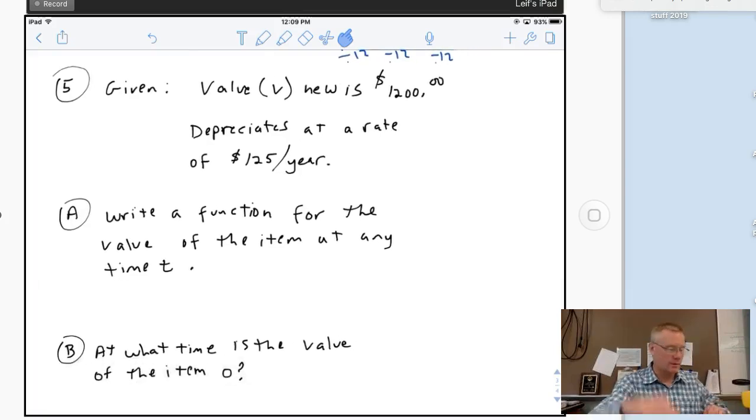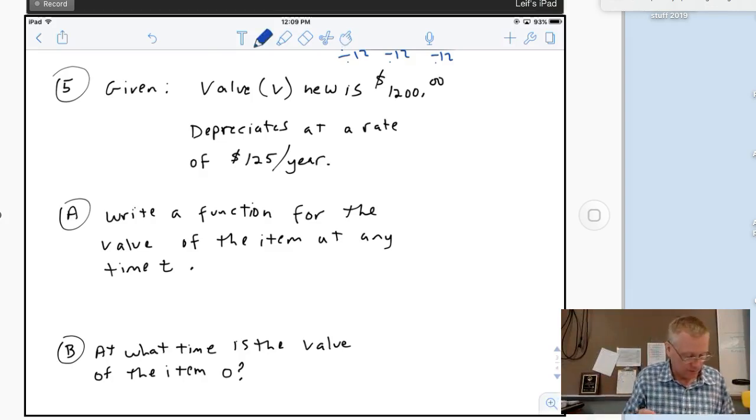I got 2 of these. These are my last 2 problems. All right. Given the value V new is $1,200 and it depreciates at a rate of $125 a year. So the original value is $1,200. It goes down $125 per year. Write a function for the new value of the item at any time t.